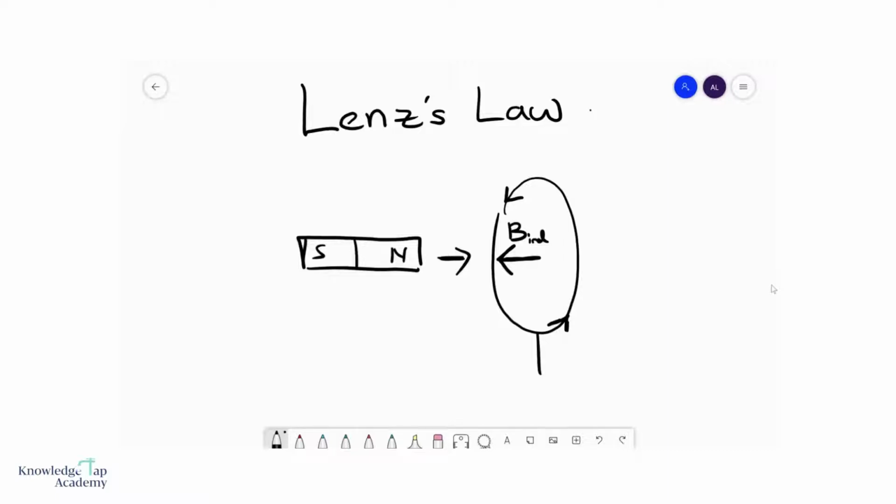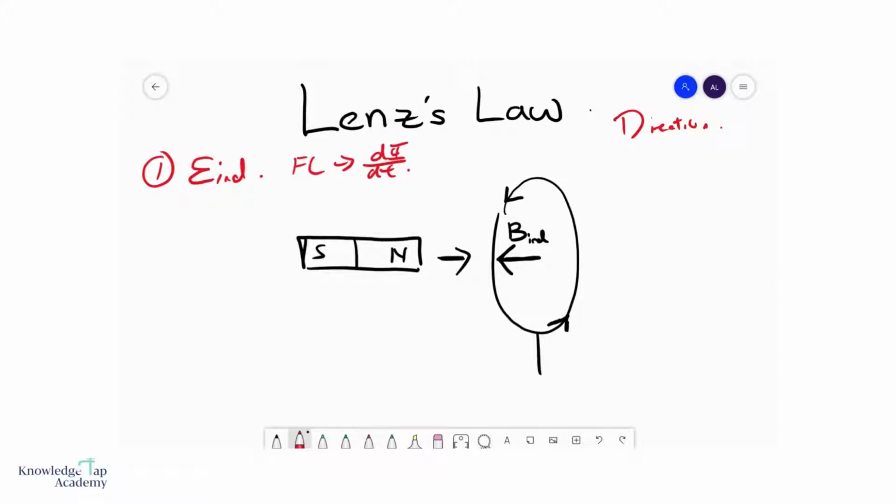We are going to talk about Lenz's law. Now, Lenz's law has everything to do with the direction of the current that you induce. For Lenz's law to occur, first of all, number one, you must be able to induce EMF. We have seen earlier, according to Faraday's law, that you do that when you have a rate of change of flux linkage.